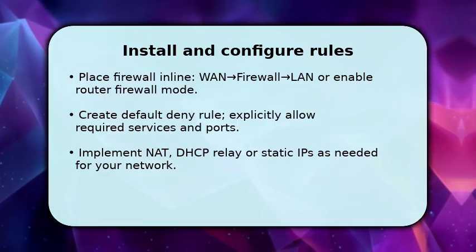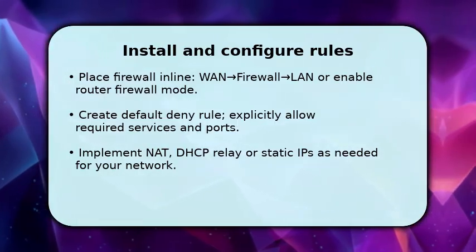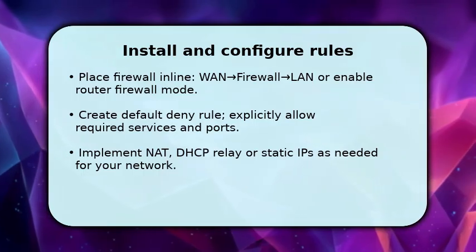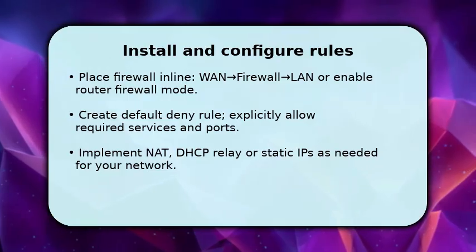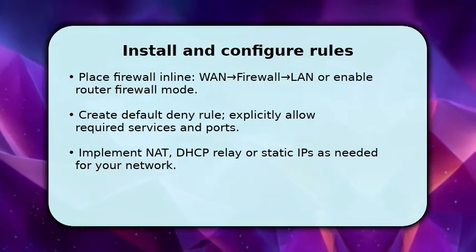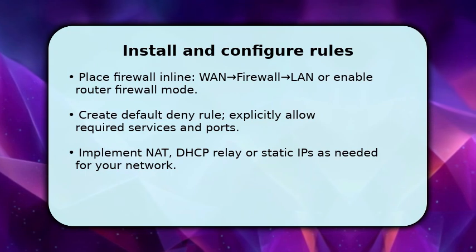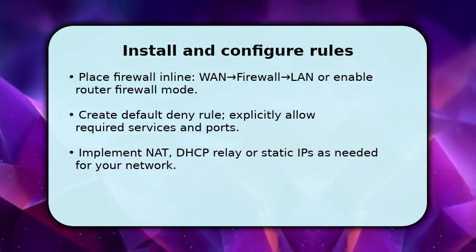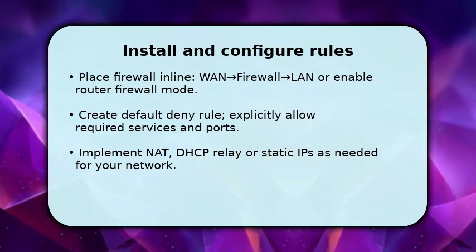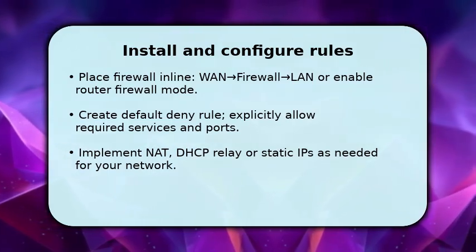Configure interface addresses and NAT so internet-bound traffic translates correctly, otherwise hosts won't reach WAN. Create a baseline policy: default deny on inbound, allow established/related connections, and then add explicit allow rules for services like HTTP, SSH, or IoT ports. Make rule names descriptive and order them top-down.